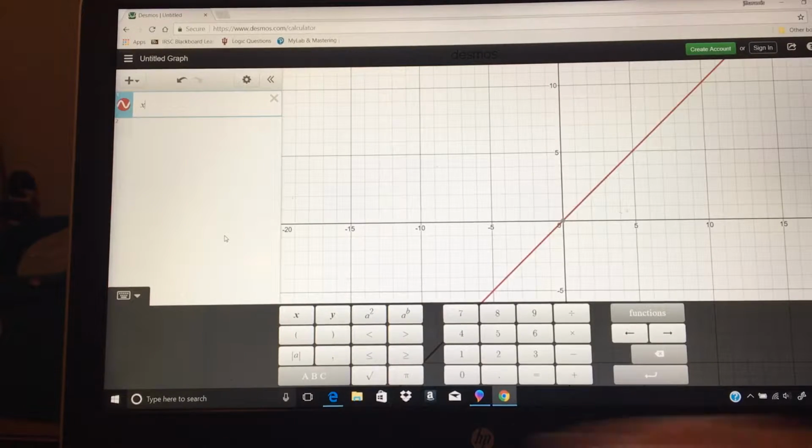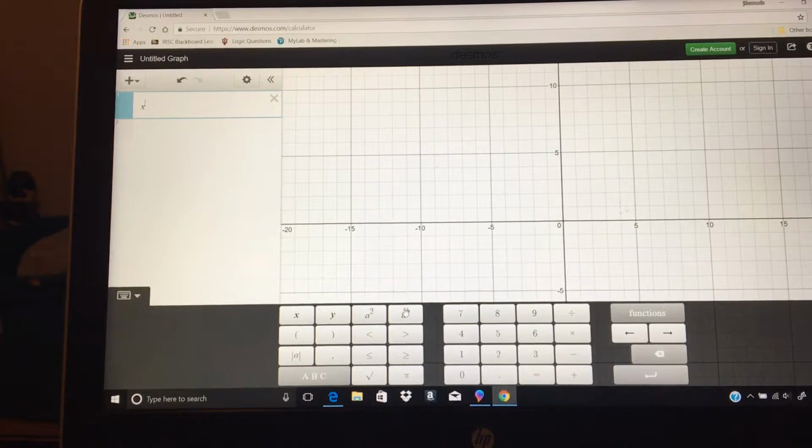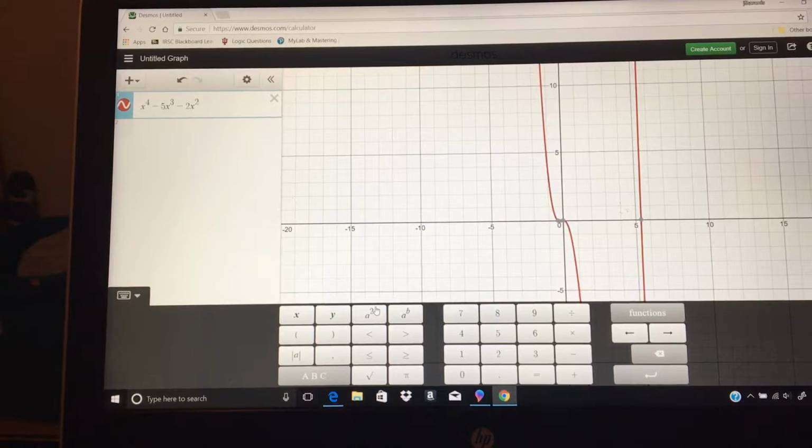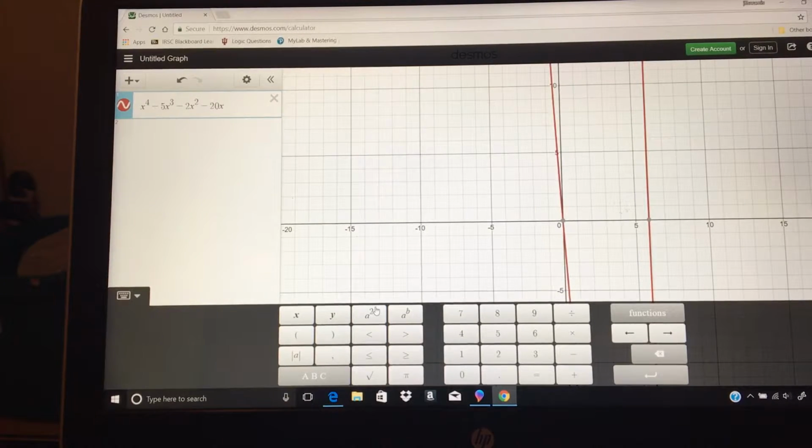So I have x to the 4th, minus 5x to the 3rd, then minus 2x squared, minus 20x and minus 24.